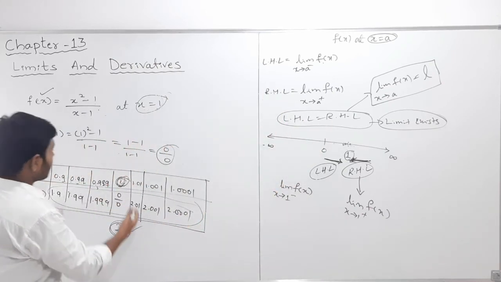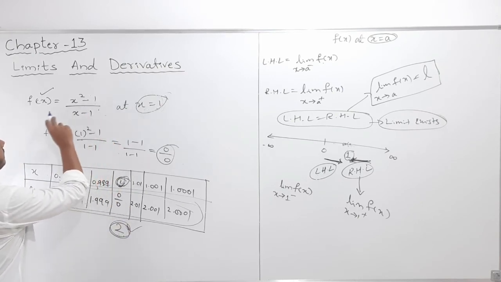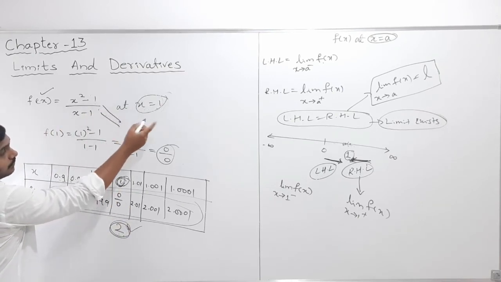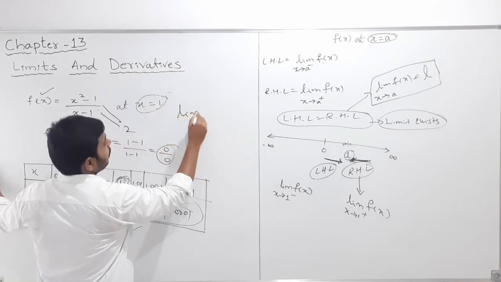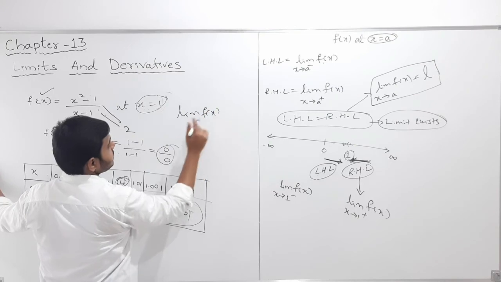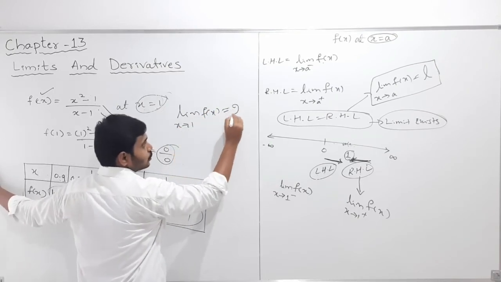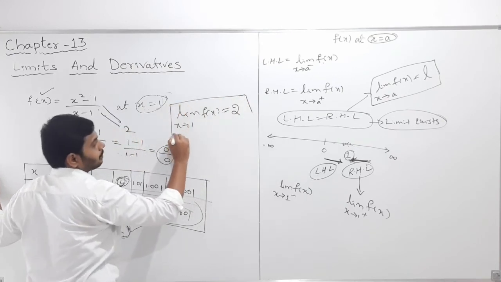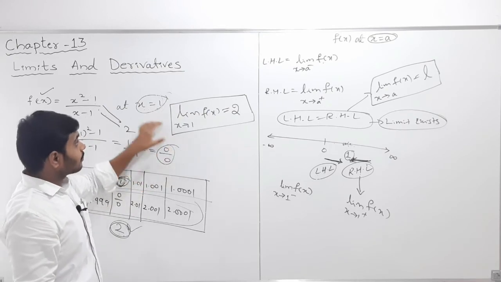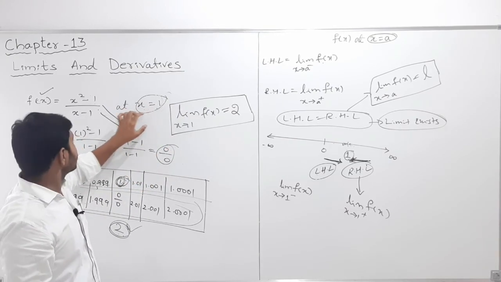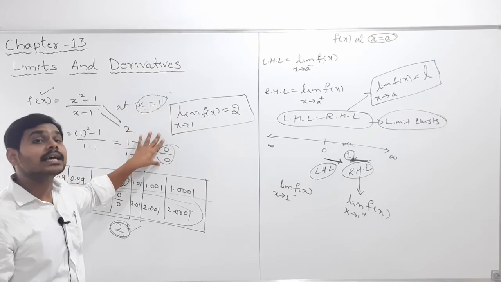If I consider this case, we can say the function value here is equal to 2. So generally we can write the limit of the function f of x as x tends to 1 is equal to 2. Understood, my dear students? Actually, if we substitute x equals 1 in this function, what happens? We cannot calculate the value. We are getting the indeterminate form.